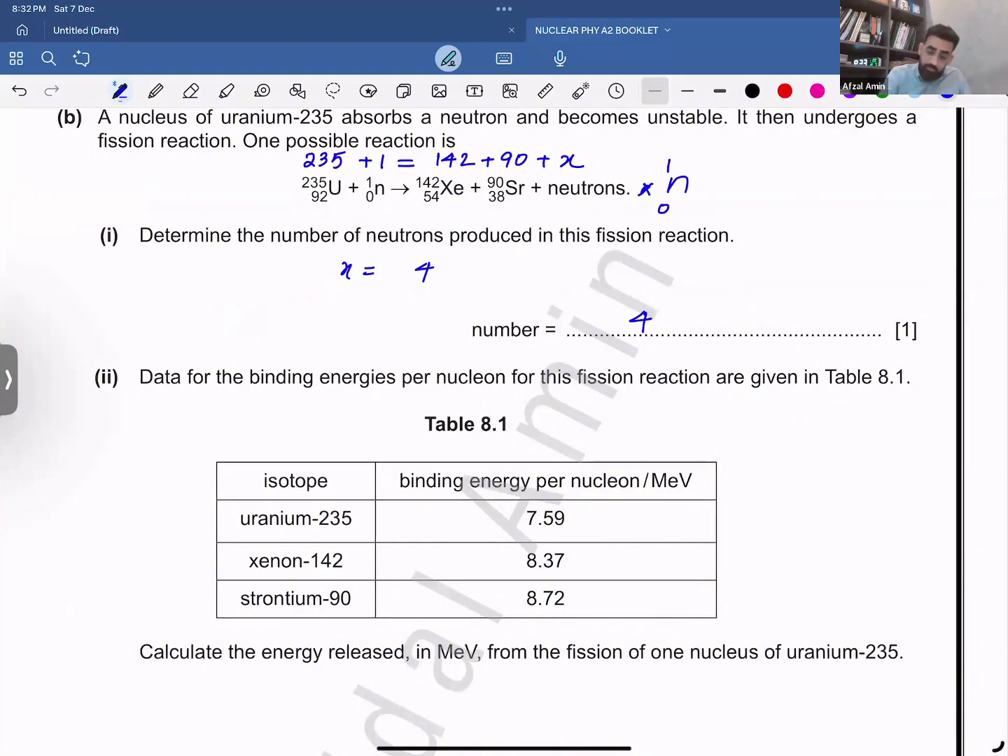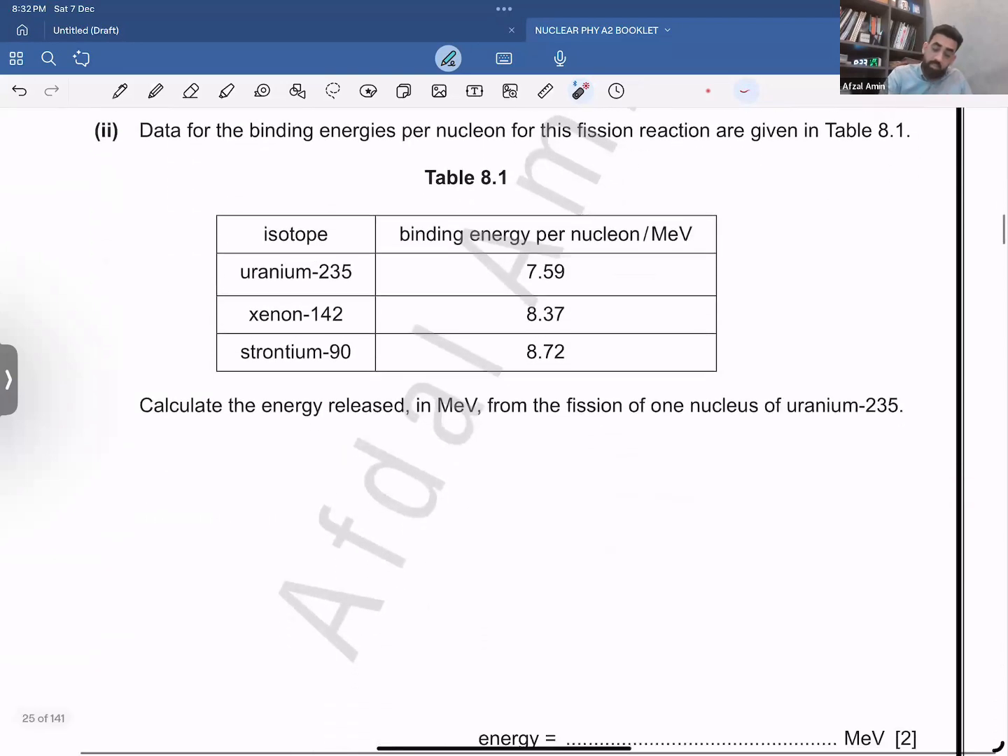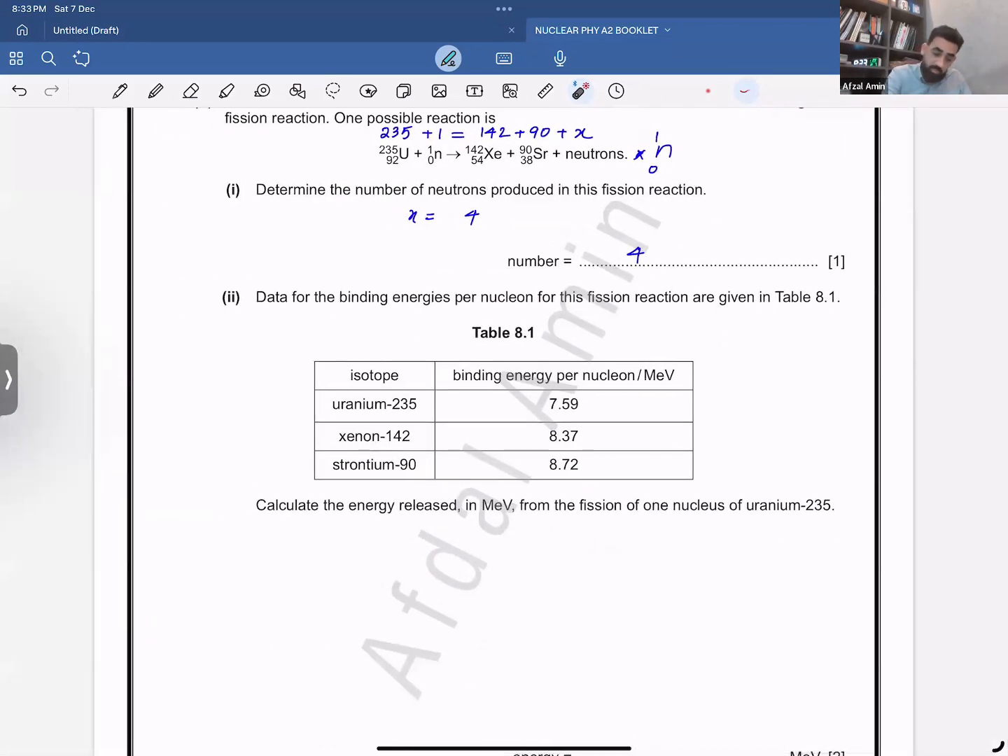The data shows binding energies per nucleon. So please make sure these are all for one nucleon, one nucleon. Why? Because they said it is per nucleon, meaning for each nucleon this is the energy. Not nucleus, nucleon. So calculate the energy released in mega electron volts from the fission. Okay, go. So energy before the reaction, do separately. Then energy after the reaction, do separately.